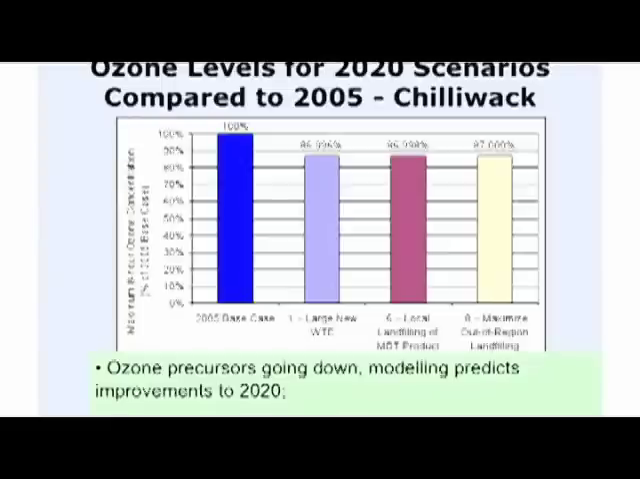Just for illustrative purposes, we also are showing the model results for one of those 4-kilometer grid squares. This is the one for Chilliwack. We see a very similar finding as we saw for the entire airshed, although the improvement from 2005 to 2020 is not as pronounced as it is in the overall airshed. Nevertheless, there is an improvement, and again, it's related to the ozone precursors going down. And the same result in terms of comparing the scenarios, no discernible difference between the scenarios.